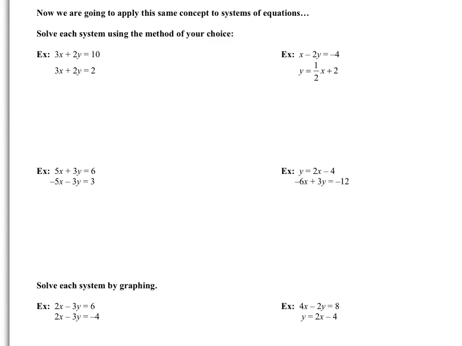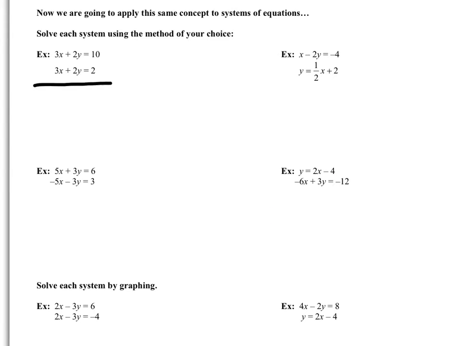So in this first example, it says that we can solve by the method of our choice, so that means we can either graph, substitute, or eliminate. Chances are you're not going to choose graphing unless I force you, so for these 4 examples here, we'll assume we're not going to graph. We're either going to substitute or eliminate.